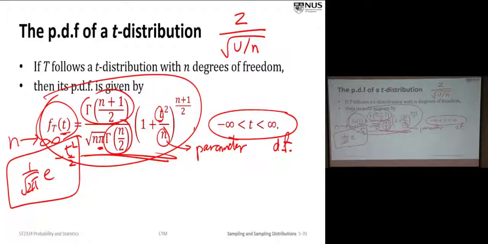But don't worry, we are not asked to prove that, but you have to be aware of it as a result. When the degrees of freedom is very small, the t distribution has its own form, but it's not too far away from the standard normal. As the degrees of freedom n gets bigger and bigger, the t distribution looks more like a standard normal.